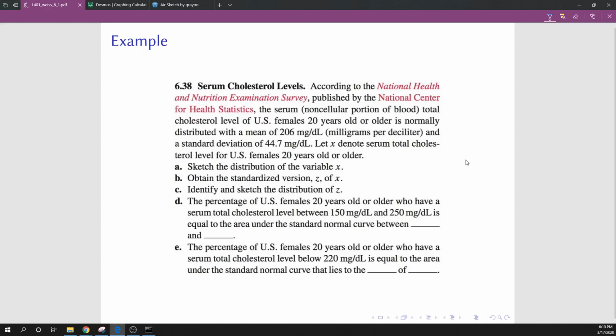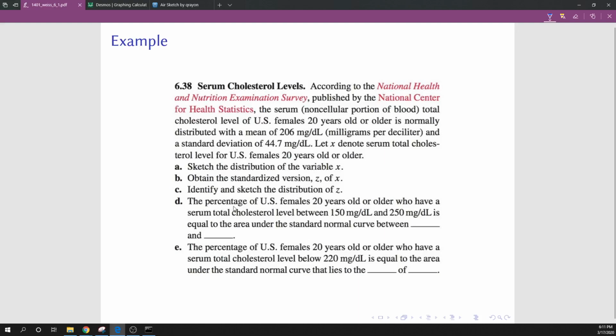Let X denote serum total cholesterol level for U.S. females 20 years or older. Sketch the distribution of the variable X. Well, we are just going to do that in Desmos. So part B, obtain the standardized version Z of X. Not really going to worry about that part. It's the standard normal distribution, right? And identify the sketch and the distribution of Z. So that's just the standard normal. All right, so not going to worry about doing those parts.